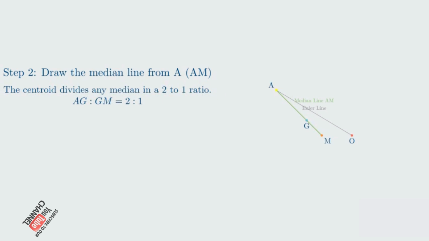To find the midpoint M, we can extend the line segment AG past G by half of the length of AG. Let's do that with our compass. We measure the distance between A and G. Then, using G as our center, we use that measurement to mark a point on the line that is twice as far from A as it is from M. This gives us the location of the midpoint M. We have now located the midpoint of the triangle's missing side.